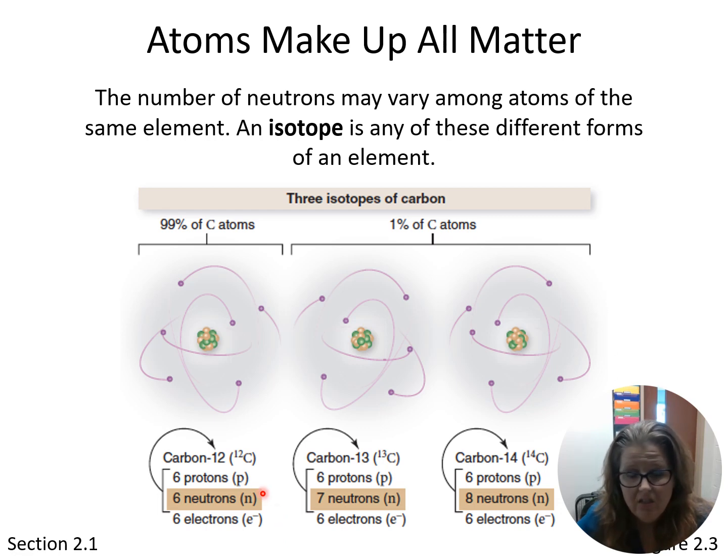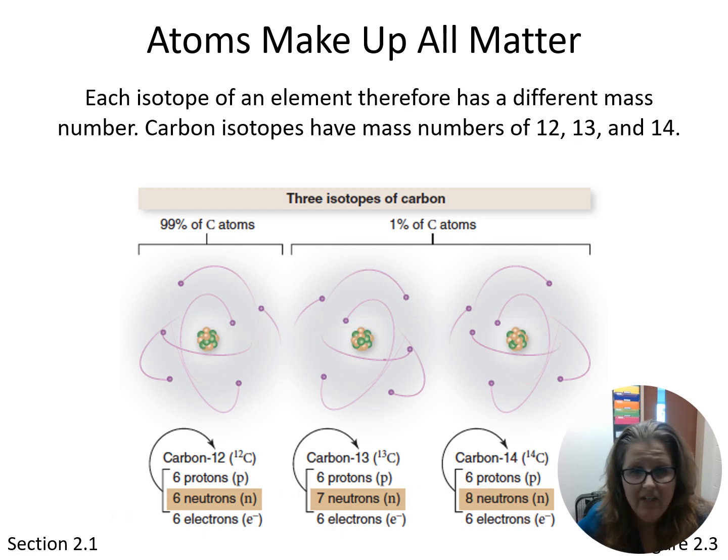What changes is the number of neutrons. In carbon 12, which is 99% of all carbon atoms, there are 6 protons, 6 neutrons, 6 electrons. Carbon 13 is carbon 13 because 6 plus 7 is 13. So this time you have 7 neutrons. You have an extra neutron in there. And then carbon 14, 6 plus 8 is 14. That's where carbon 14 comes in. It is 8 neutrons and 6 protons.